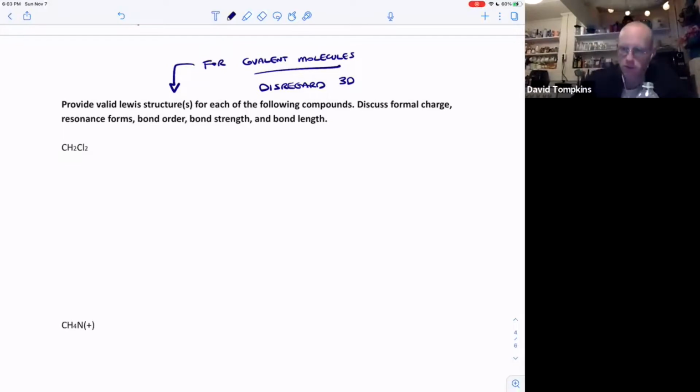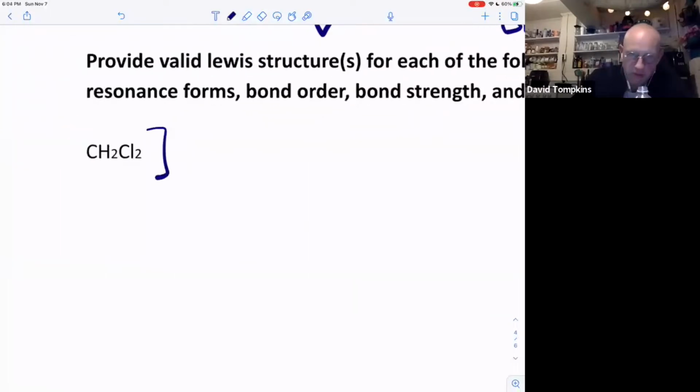But what's important today is thinking about formal charge, resonance structures, bond order, bond strength, and bond length. So remember that the first thing to do is to count out the valence electrons. Carbon has 4, hydrogen has 2, and each chlorine has 7. Okay, so that's a total of 20 valence electrons.